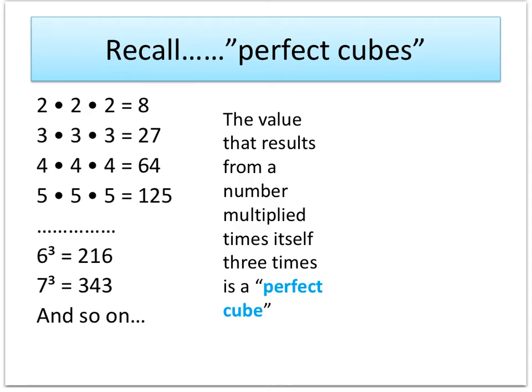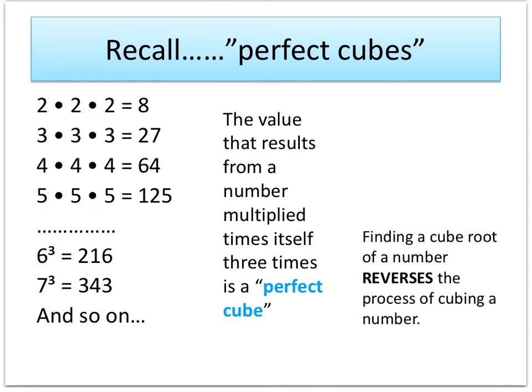So remember, we don't really want to write it all out like this. We would use exponents instead and shorten the multiplication. And just like with square roots, we can take cube roots. And just like with taking a square root, finding a cube root reverses the process of cubing a number. So a square root reverses the process of squaring a number, and a cube root reverses the process of cubing a number.